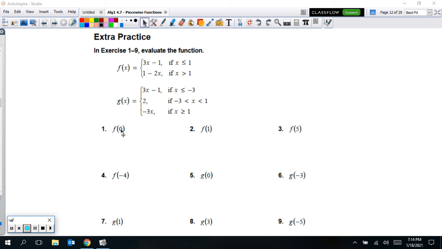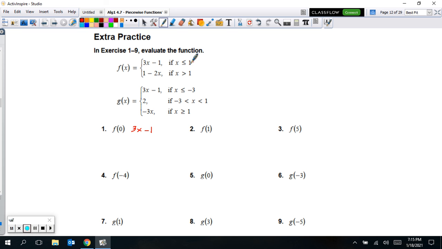The second thing we do is look at the number and see where it falls in these domains. So for number 1, for instance, it says you're going to evaluate f of 0, so x would be 0. This would be your x number that's in these parentheses. So where would that fall? This one says x is less than or equal to 1. This one says that x is greater than 1. So 0 is not greater than 1. It would be in this domain, since 0 is less than or equal to 1. So we need to use this function here. We need to use the 3x minus 1 part of this piecewise function to evaluate this.